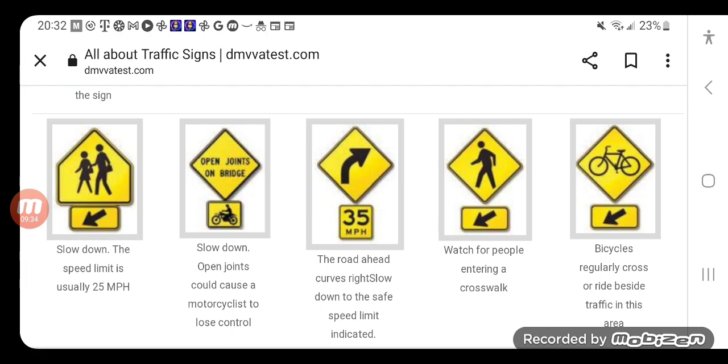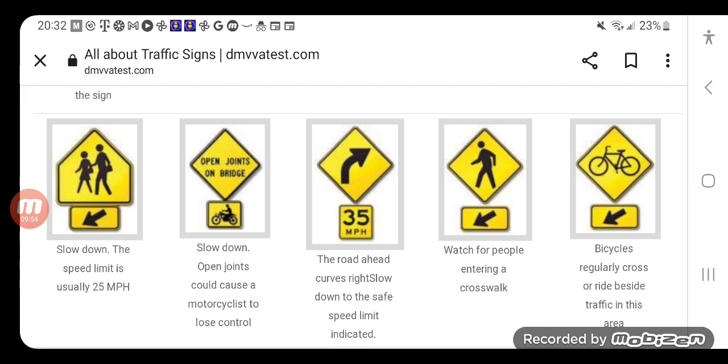Here in this sign, it says 35 miles an hour on a curve coming up, so you want to slow down to that. Sometimes when you're traveling anywhere from 55 miles an hour and you're coming to a stop, you'll see these type of signs to slow down.